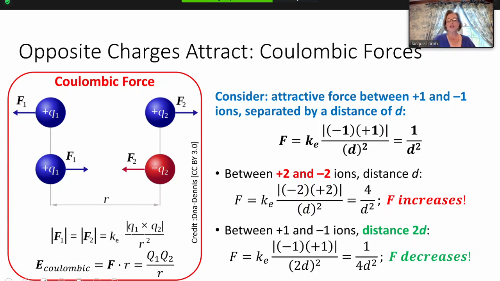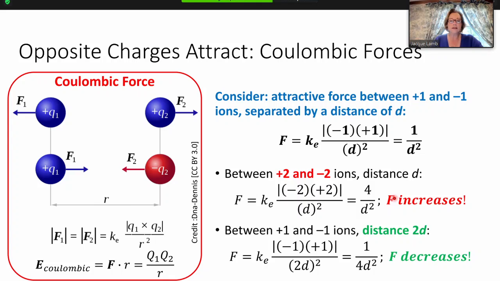Okay, so opposite charges attract, and this is known as Coulombic forces. If you consider the attractive forces between two ions that have a +1 charge and a -1 charge, we have this formula here that tells us what that force is between those two ions. And it's essentially proportional to 1 over d squared, where d is the distance between the two ionic centers. If we have a similar distance but the ions involved have a +2 and a -2 charge, then ultimately F, or the force between those two ions, increases. It actually quadruples.